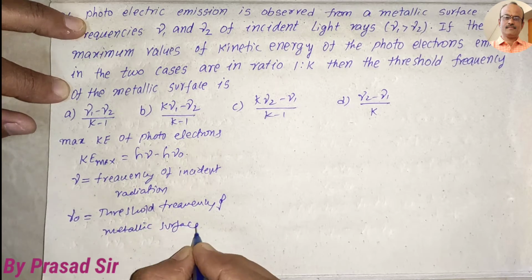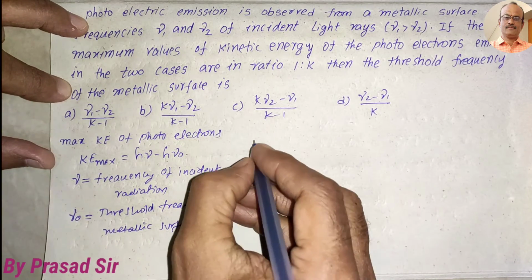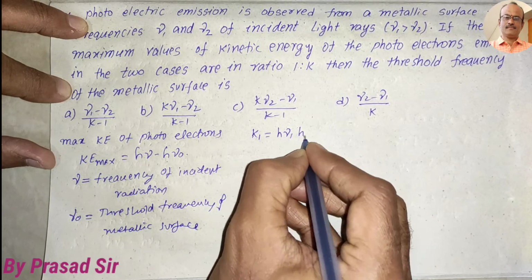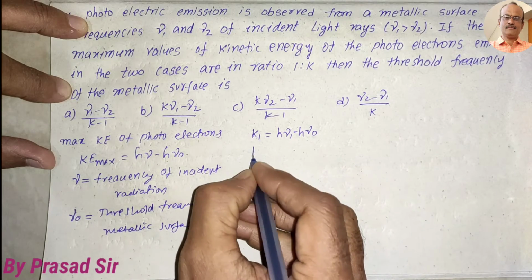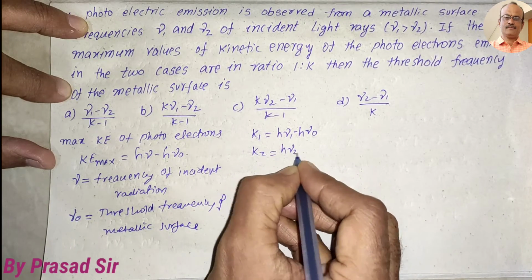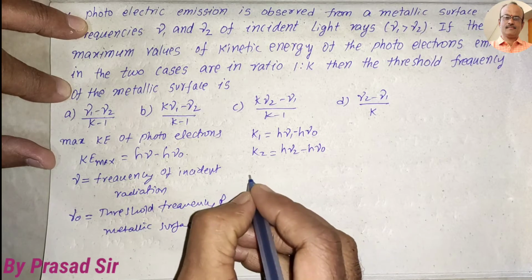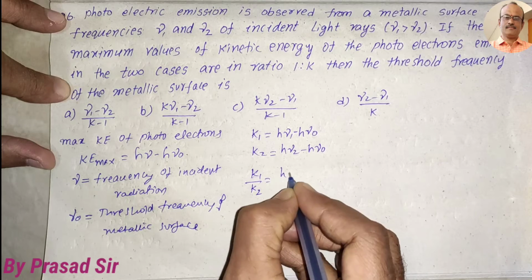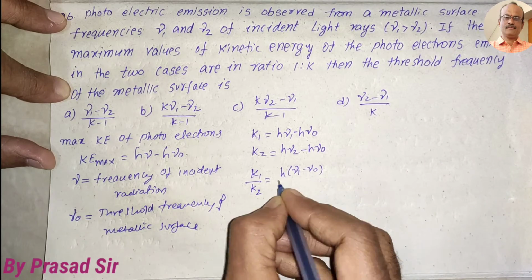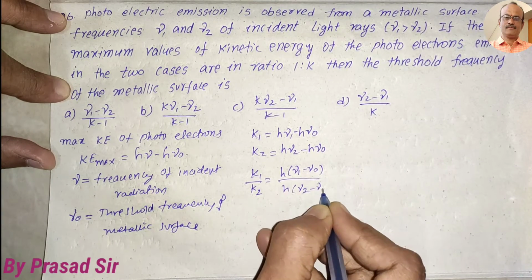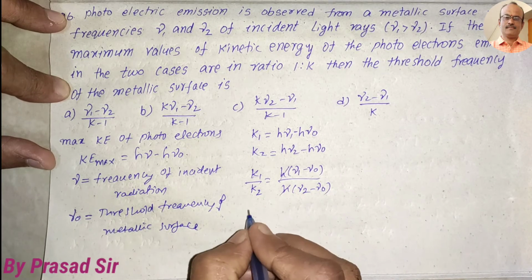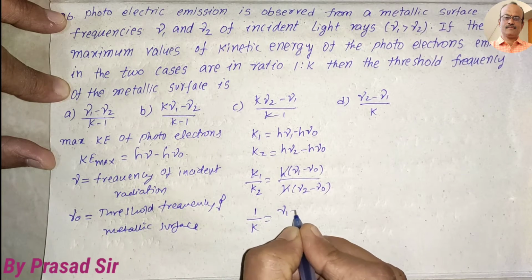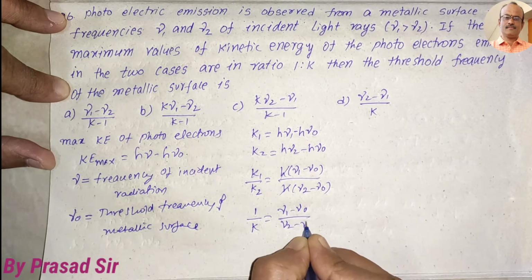Here, first I will write the kinetic energies: K1 is equal to h nu 1 minus h nu naught, and K2 is equal to h nu 2 minus h nu naught. But here we will find the ratio, that is K1 by K2 is equal to h times (nu 1 minus nu naught) divided by h times (nu 2 minus nu naught). Both h and h get cancelled. K1 is 1, K2 is K, so 1 by K is equal to (nu 1 minus nu naught) divided by (nu 2 minus nu naught).